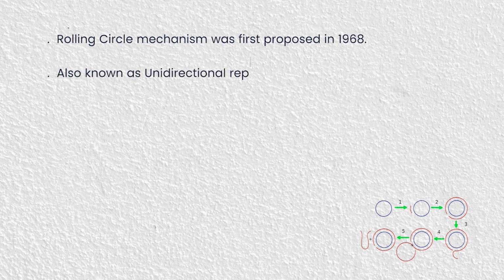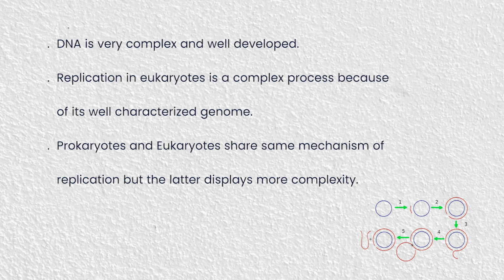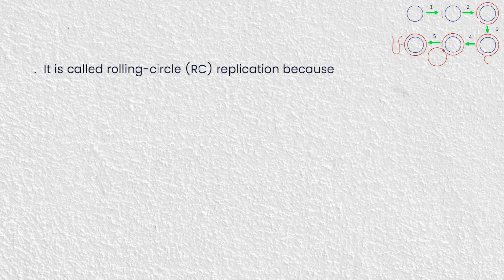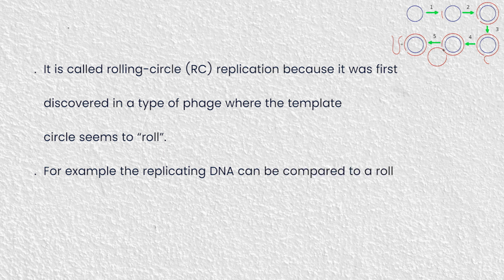The rolling circle mechanism was first proposed in 1968, also known as unidirectional replication. It is called rolling circle replication because it was first discovered in a type of phage where the template circle seems to roll. For example, the replicating DNA can be compared to a roll of toilet paper, unwinding as it moves across the floor.